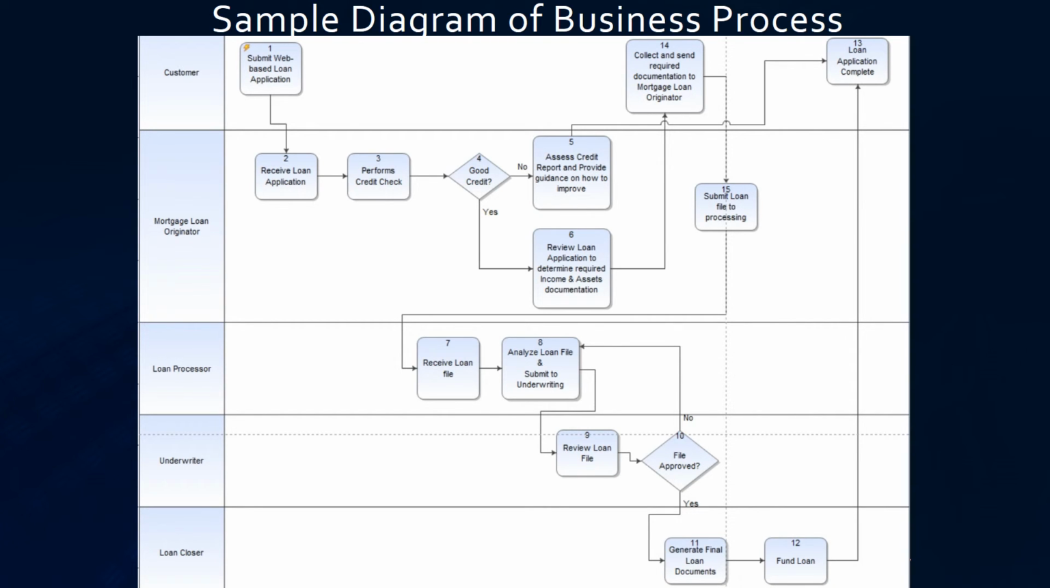The underwriter then performs a review of the loan file and makes a determination if the file is approved. If it's no, then it'll circle back. There's an iterative loop there, which may remain until they have the correct documentation. And then if it's yes, so the underwriter approves the loan, it then flows down into the loan closer swim lane, where they generate the final loan documentation as well as fund the loan, and then it flows up until the loan application is complete and back up in the top or customer swim lane.